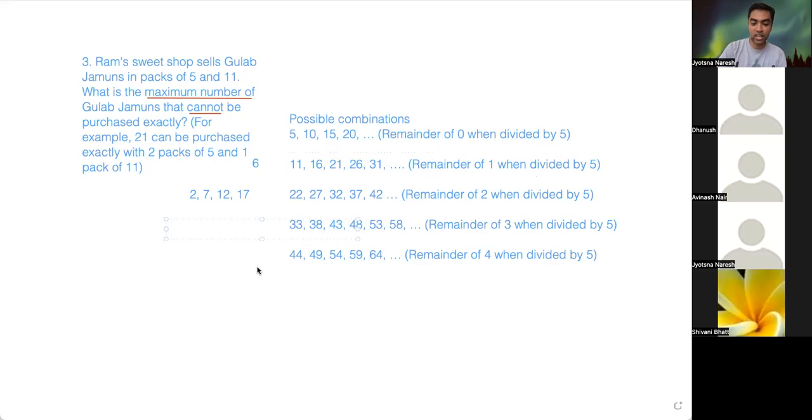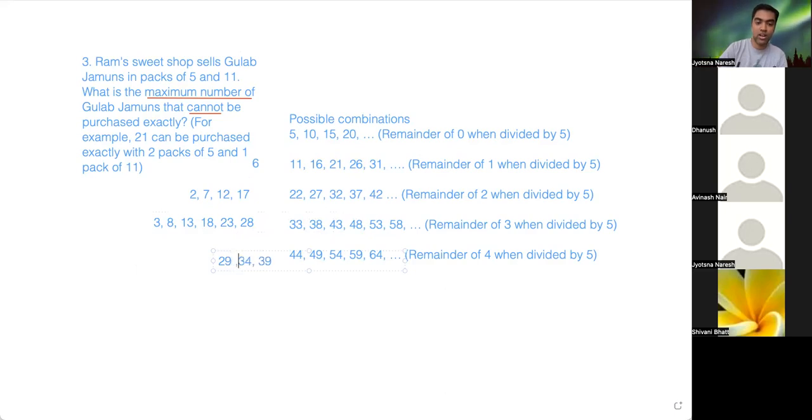What could I not actually have done? I couldn't have gotten 28. I couldn't have gotten 23. I couldn't have gotten 18 or 13, 3 or 8. And for the final sequence, the numbers that I couldn't have gotten are 44 minus 5, so 39, 34, 29, 24, and so on.